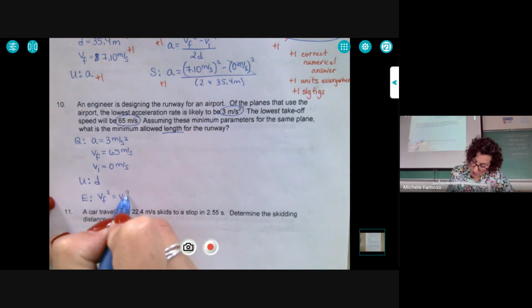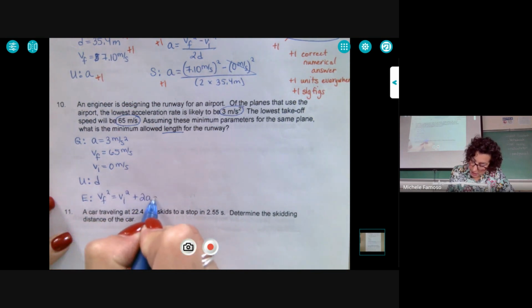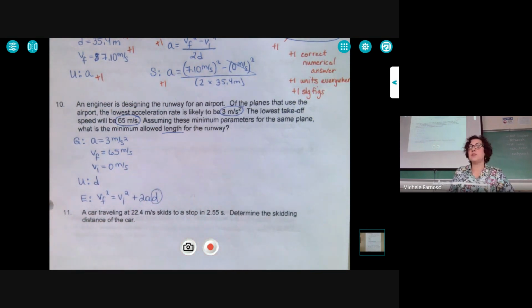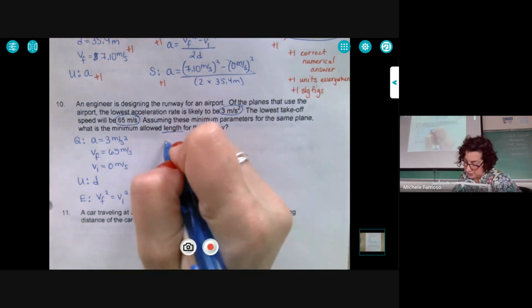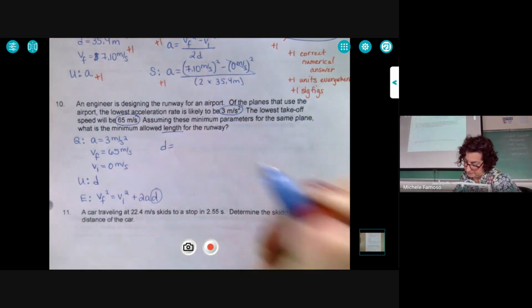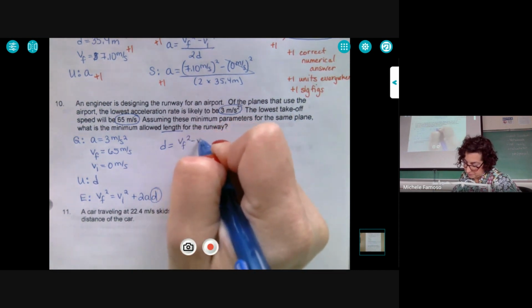Yep, VF squared is VI squared plus 2AD. Now this has to be moved around for D. We haven't done that one before. We've moved it around for A, so it's extremely similar. Ian, any idea what that equation for D is going to look like? That's right.